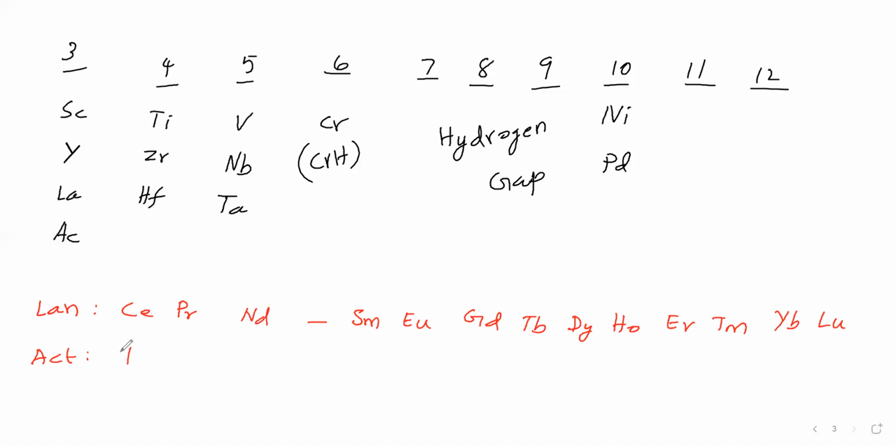Actinides, if you see, thorium, protactinium, uranium, neptunium, plutonium, americium form metallic hydrides. From the lanthanides and actinides, the mentioned elements form metallic hydrides, we can say. Then how to prepare metallic hydrides, that we will see.